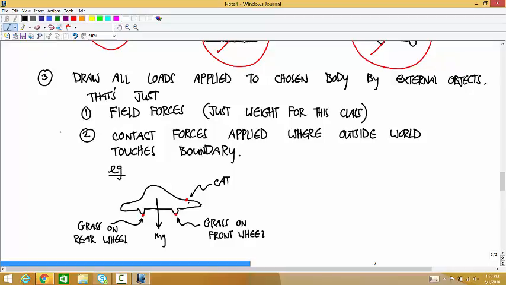And once you've mentally gone around the boundary and found all the places where the outside world is touching the boundary, you know that you're done. The last thing we have to do is just figure out how to represent these forces, and that's a lot of what this class is going to be about. But I'll give you a little more detail about that right now.